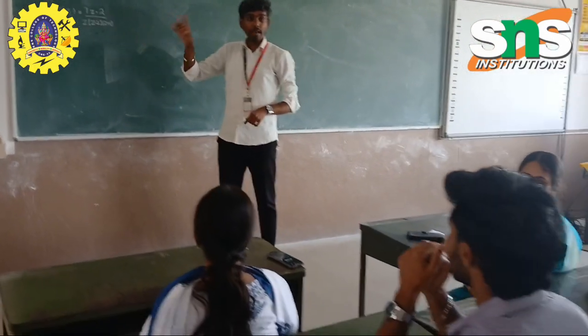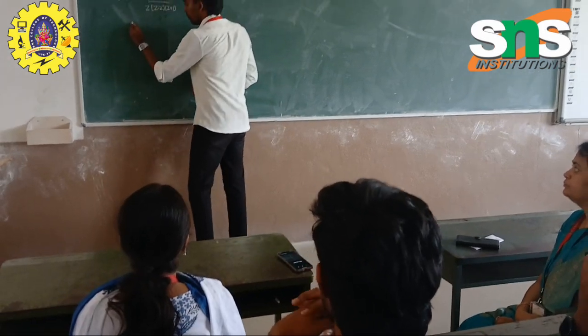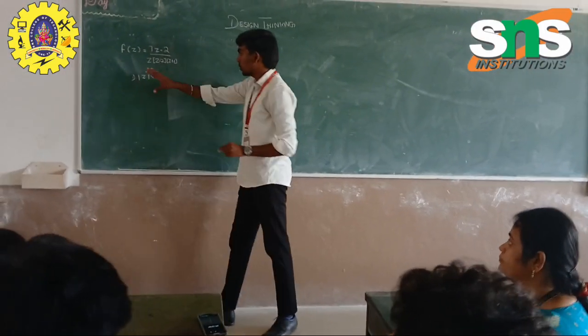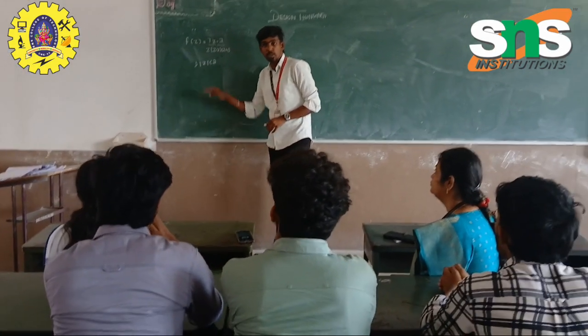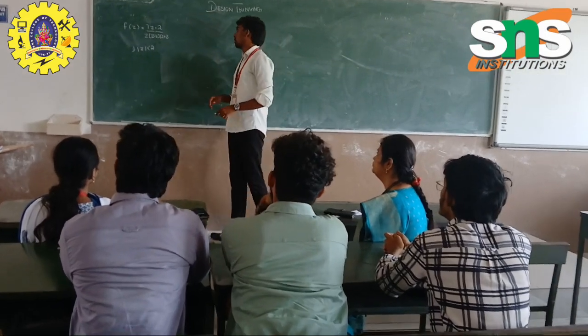So for this I have a condition for the modulus value: mod z less than 2. Yeah, mod z less than 2. It's the actual value. But we are having here this z. The question we are having here is mod z. So this is the problem which we are going to solve in the design thinking manner.